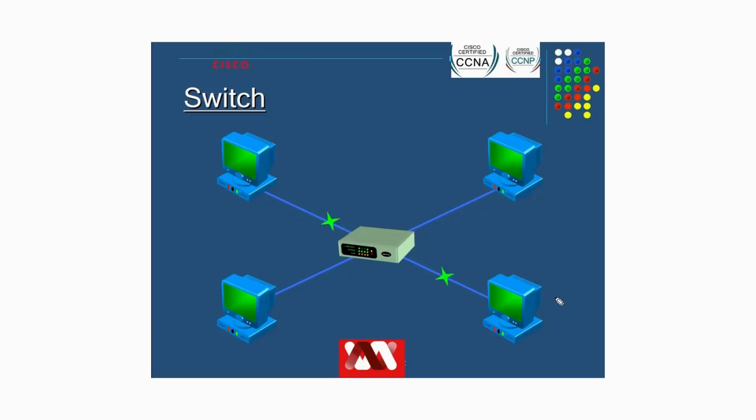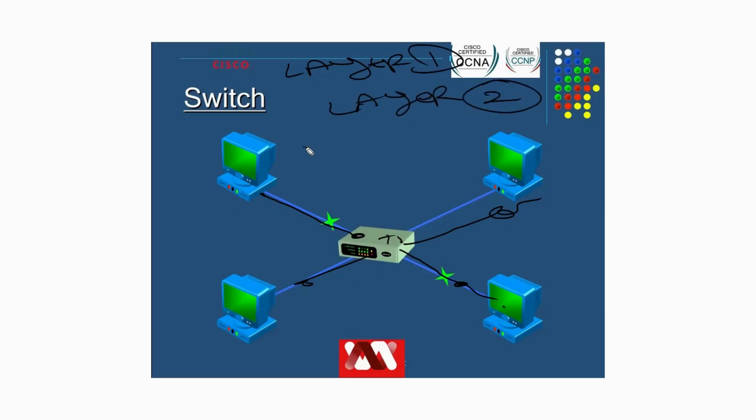But in the case of a switch, if it's sending traffic and the traffic says please send only to this MAC address, then it will send only to this guy or only to this guy. So that's a major difference between layer 1 and layer 2.